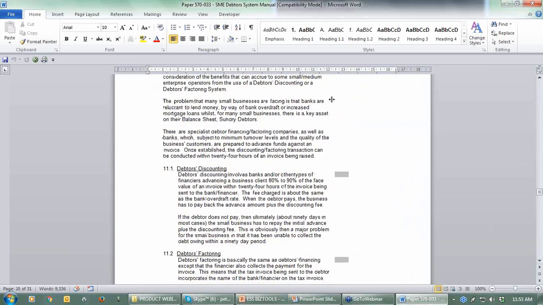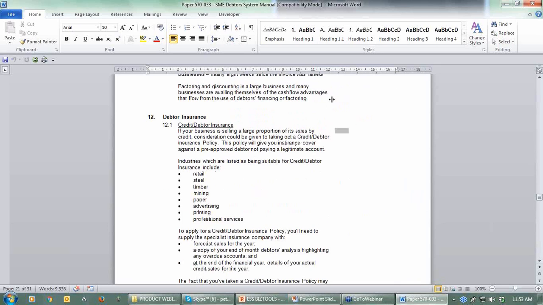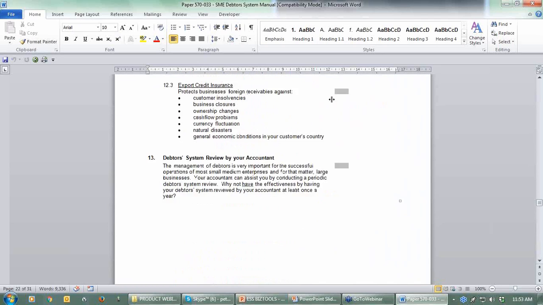Some notes on discounting and factoring, debtors insurance, and a plug at the end that your client should be regularly having you review the effectiveness of the debtor system.